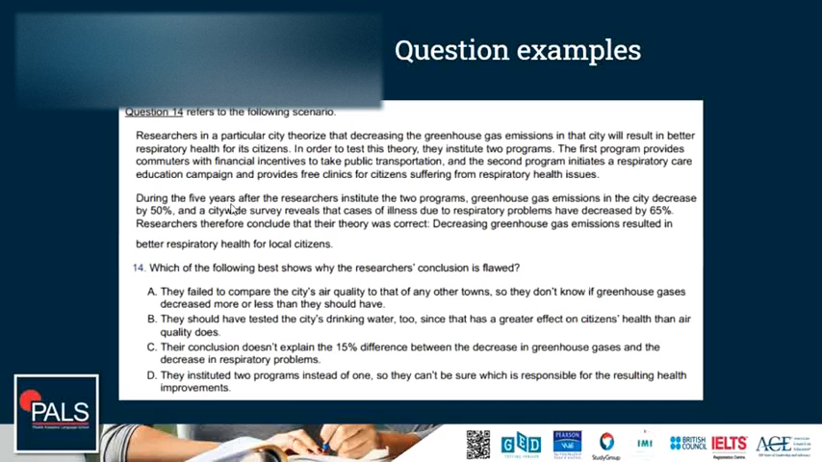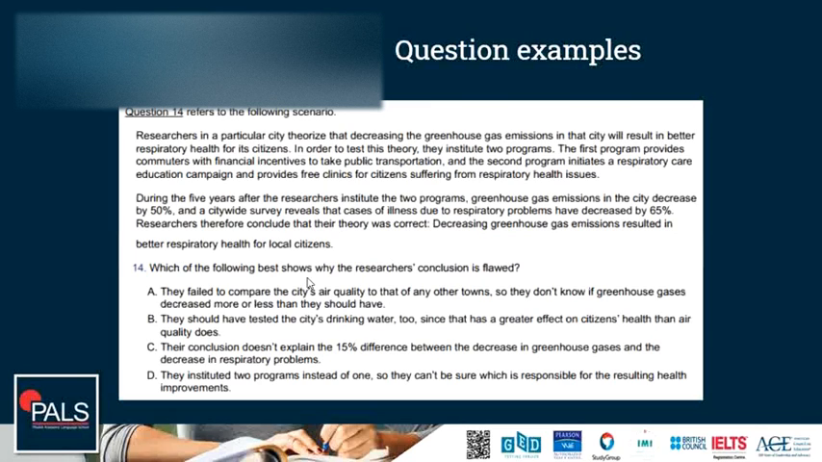During the 5 years after the researchers institute the two programs, greenhouse gas emissions in the city decreased by 50%, and the citywide survey reveals that cases of illness due to respiratory problems have decreased by 65%. Researchers therefore conclude that their theory was correct. Decreasing the greenhouse gas emissions resulted in better respiratory health for their local citizens. Which of the following best shows why the researchers' conclusion was flawed?